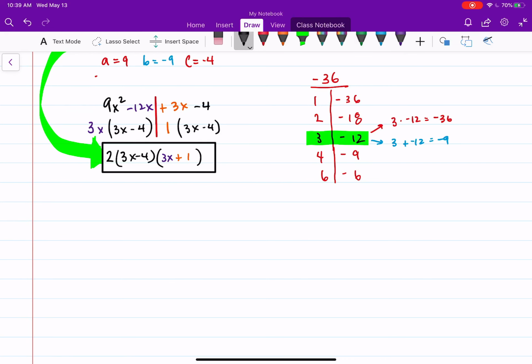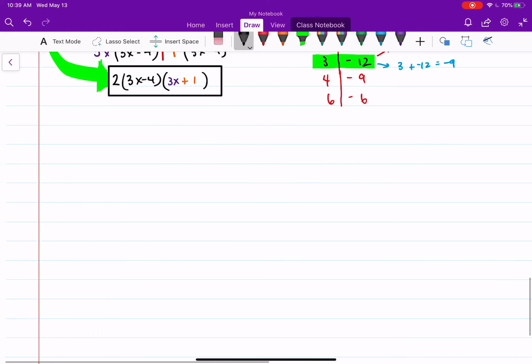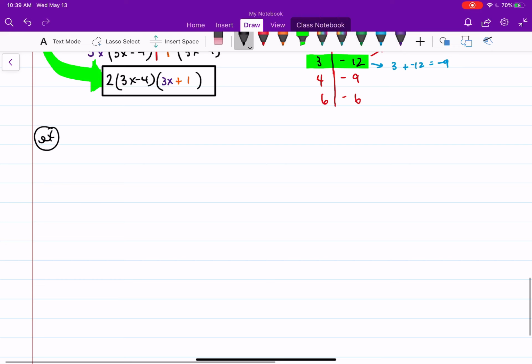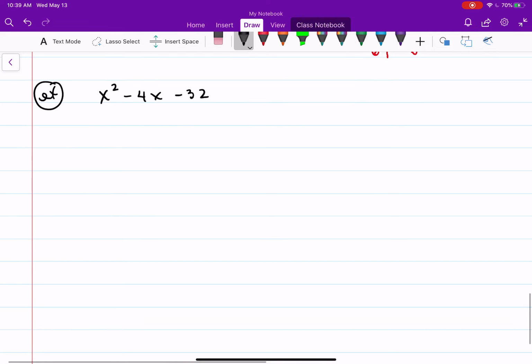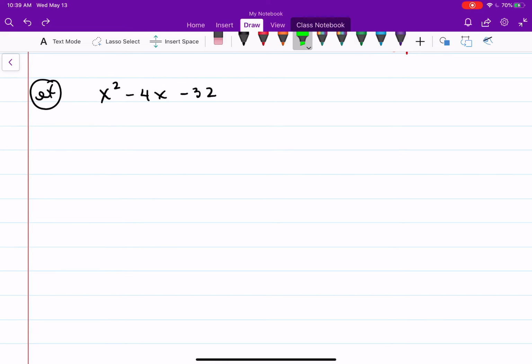Should we do one more? Okay, let's do one more. This is probably the simplest one that you will see. So let's do another example, but again, this is simpler. This is x squared minus 4x minus 32. No GCF because there's no number right here besides a 1. There's no GCF for the x's because there's no x on the last term. So great, GCF is done.